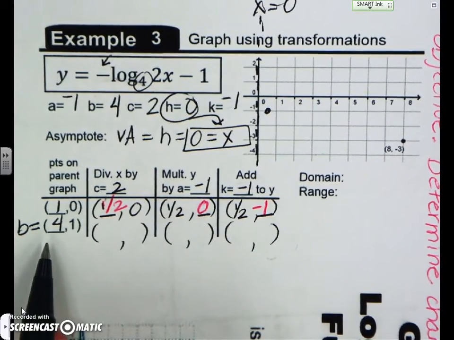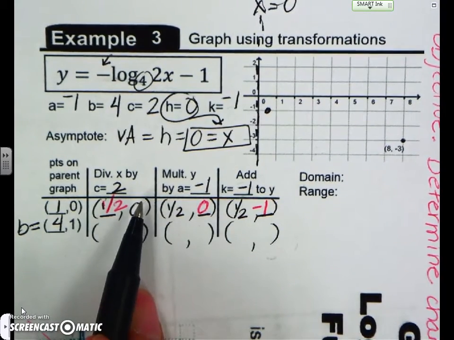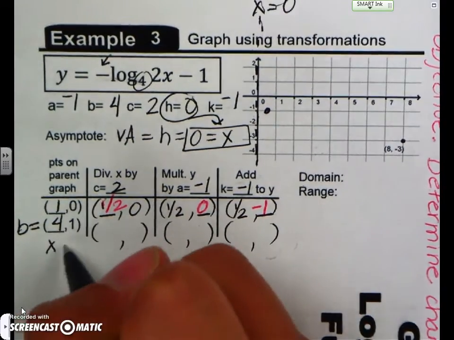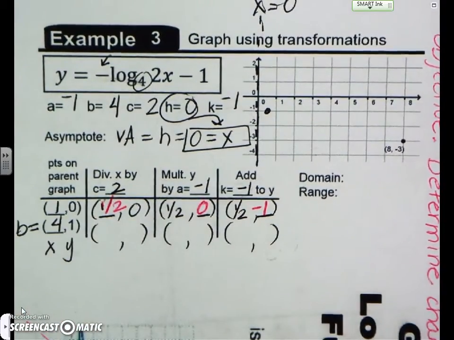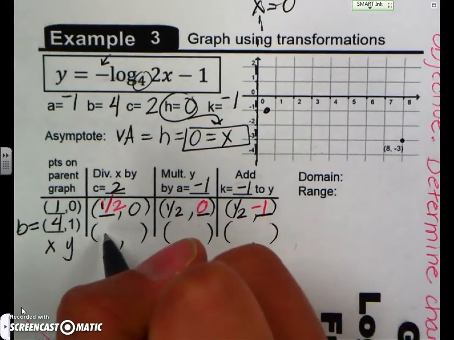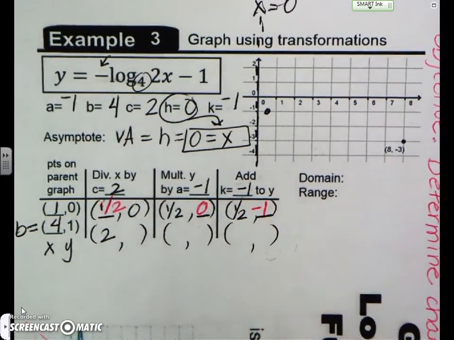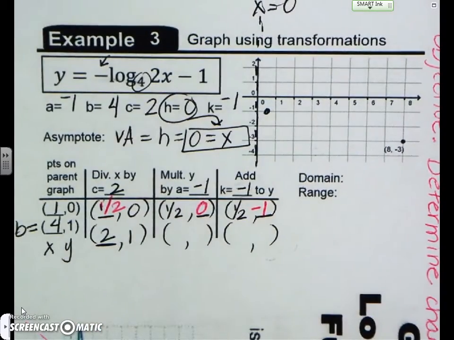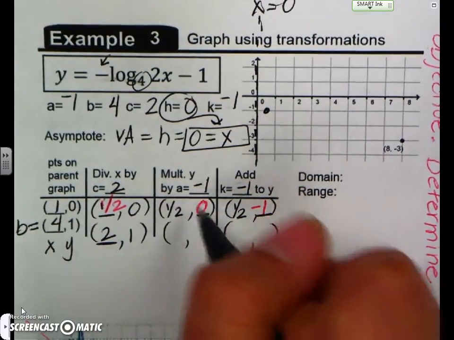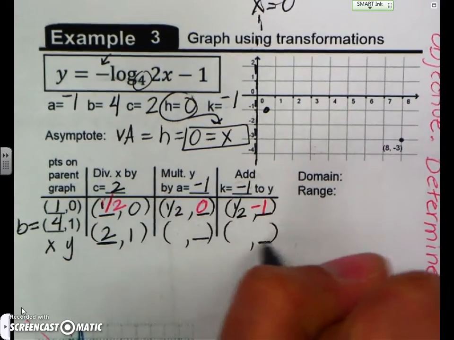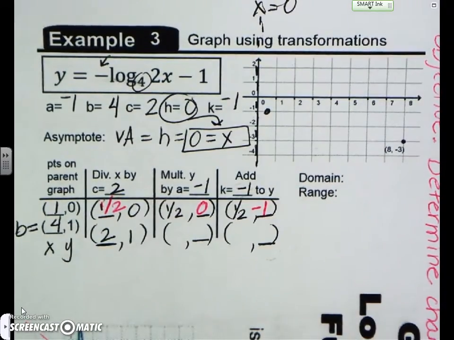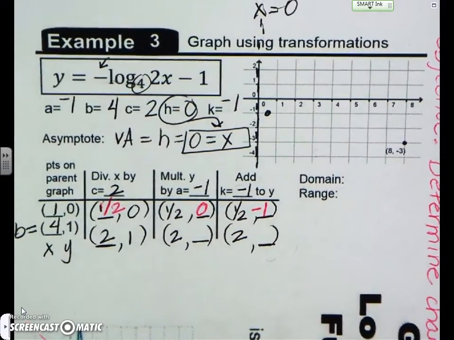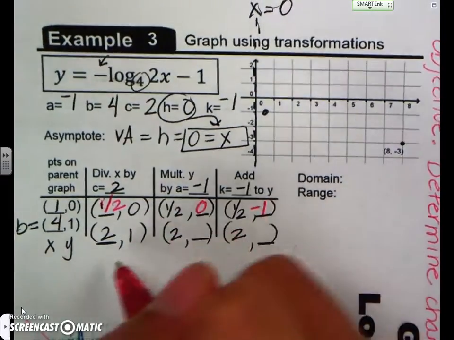We started at 4, 1. It says to divide x by 2. So what am I dividing? Yeah, 4. What's 4 divided by 2? 2. My y value is going to stay the same. On the next one, I have to change the y, and on the last one, I have to change the y. So in this case, we're going to be left with 2 all the way till the end for our x value. And now I'm looking at my y.